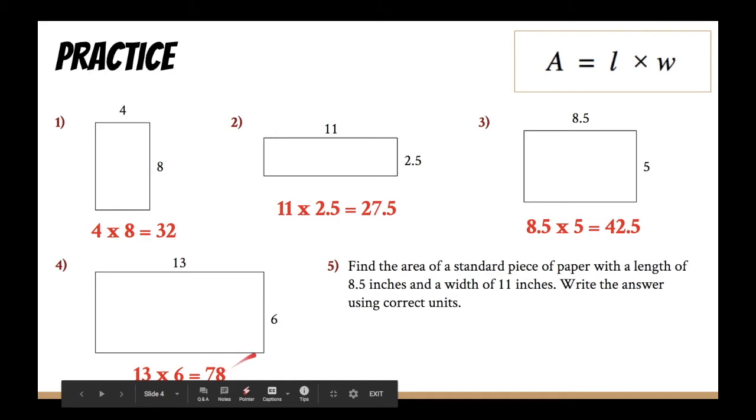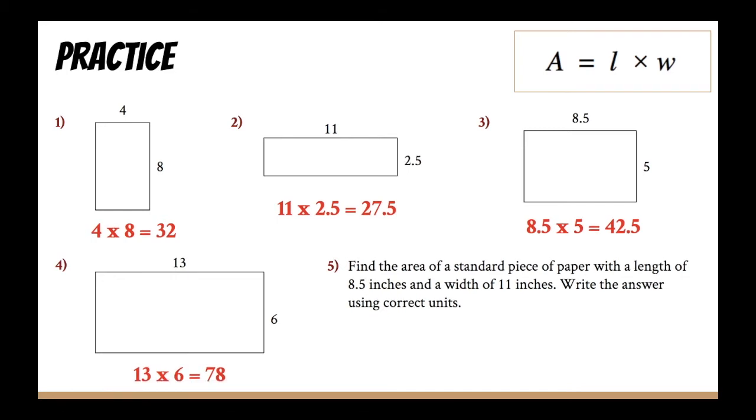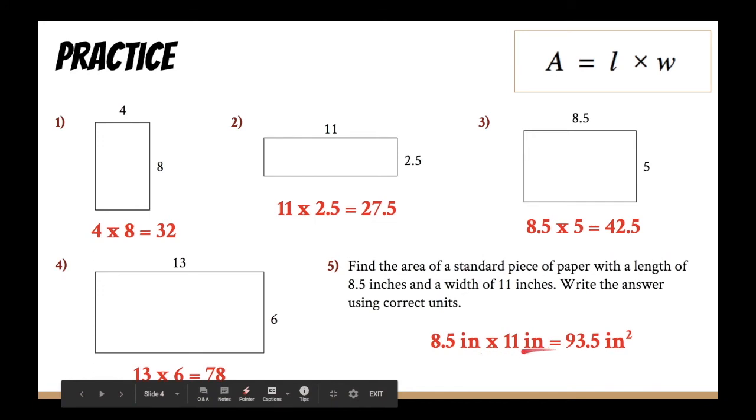78. Finally, number 5. Find the area of a standard piece of paper with a length of 8.5 inches and a width of 11 inches. Write the answer in correct units. The answer will be revealed in 3, 2, 1. Multiplying 8.5 and 11 gives you 93.5. Since both measurements were in inches, multiplying inches by inches will give us inches squared as our units. Just a side note, areas are usually expressed as a square of a certain measurement, as you will see throughout the rest of this video.